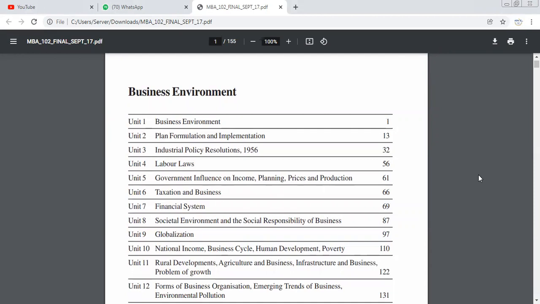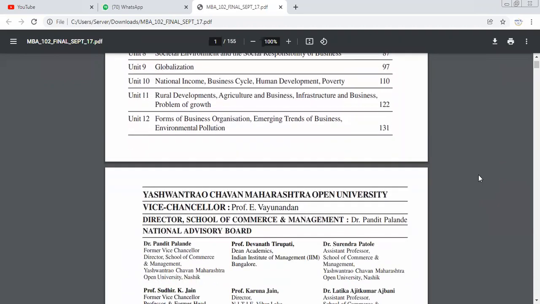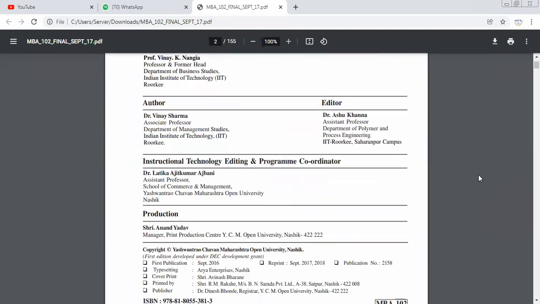You are getting my voice properly, right? Please reply. Yes, sir. Thank you very much. The third one is Industrial Policy Resolution 1956. Then the fourth one is labor laws. So you are going to have about 12 chapters. So let us start with the first chapter, business environment.